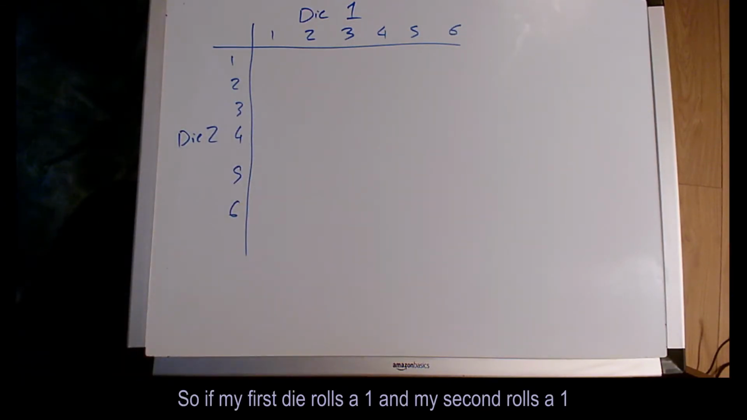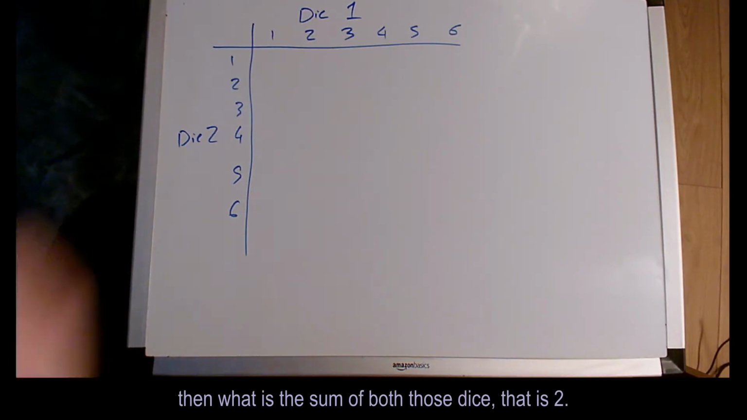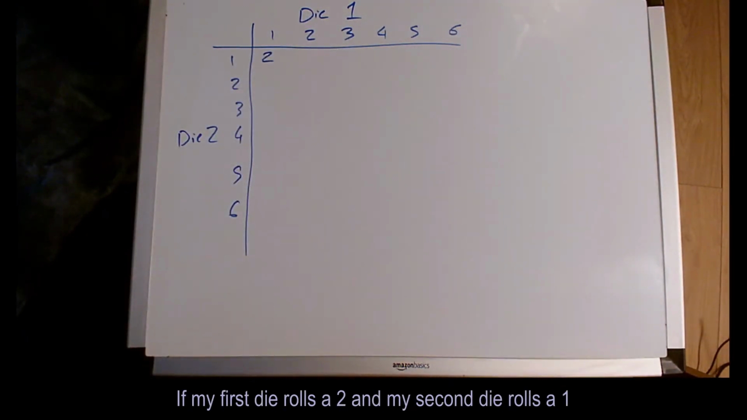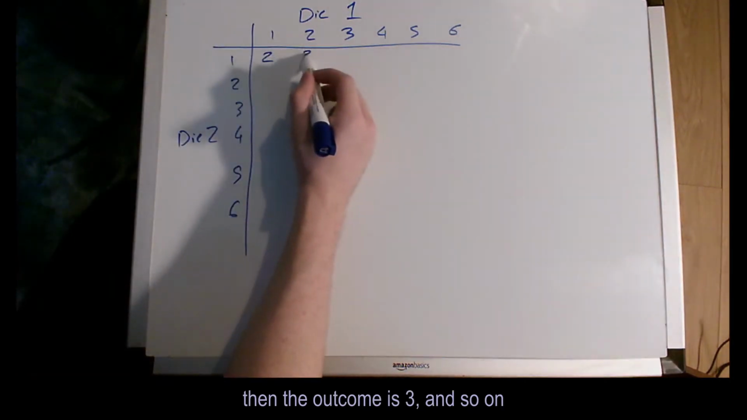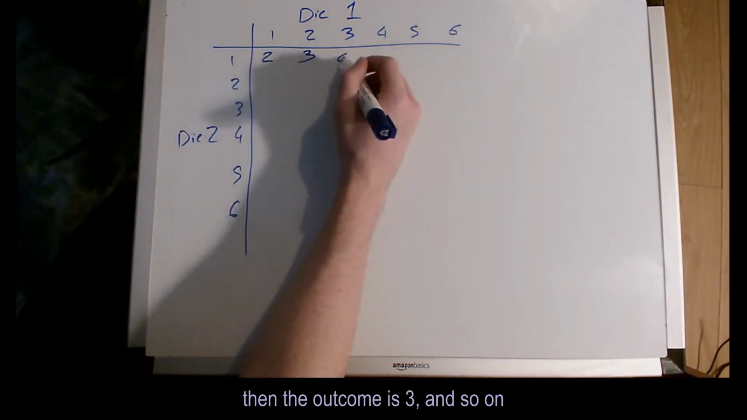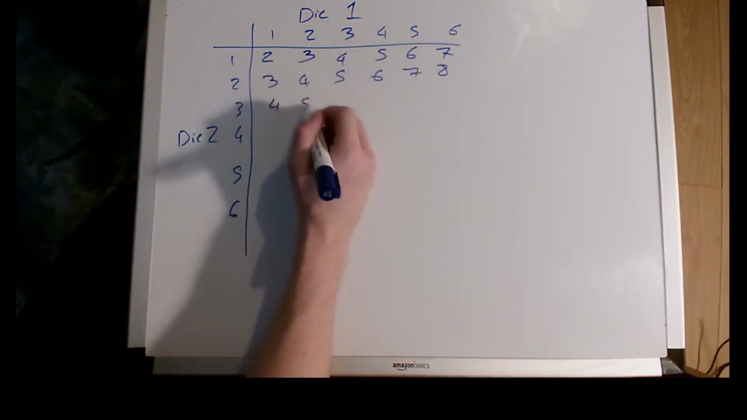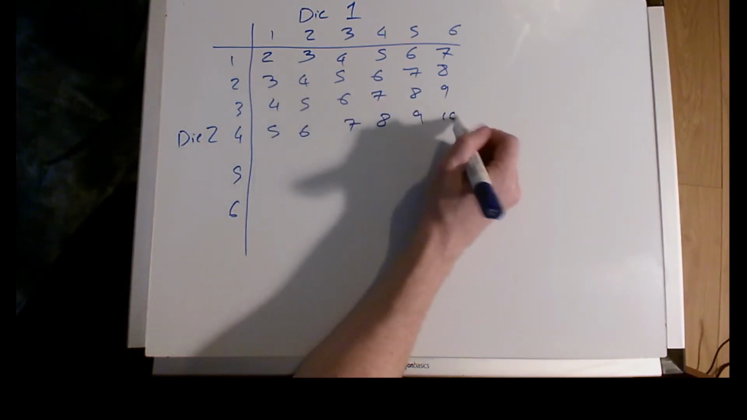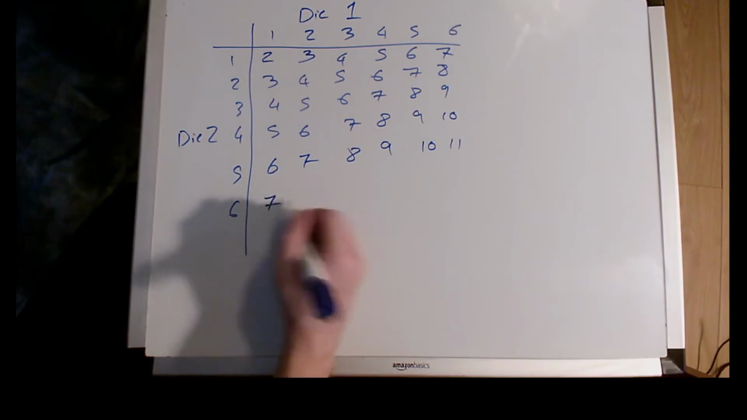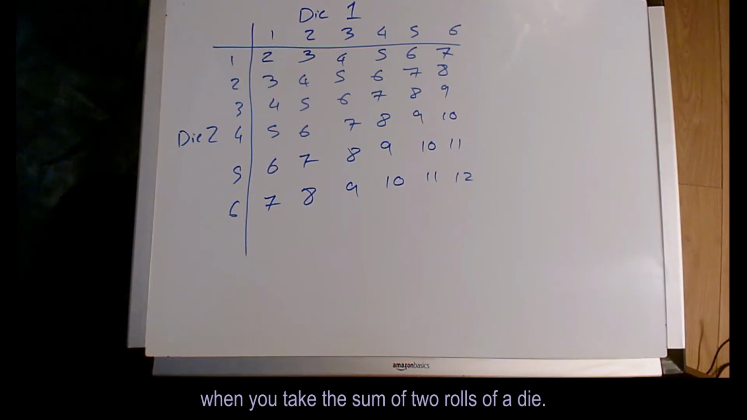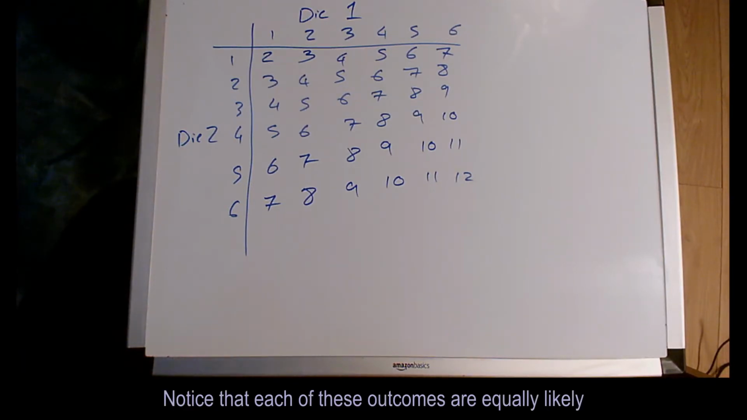So if my first die rolls a 1 and my second die rolls a 1, then what is the sum of both those die? That is 2. If my first die rolls a 2 and my second die rolls a 1, then the outcome is 3. And so on. And I can keep filling in this table. So these are all the possible outcomes we can get when we take the sum of 2 rolls of a die. Notice that each of these outcomes are equally likely.